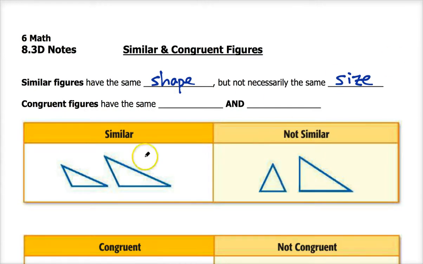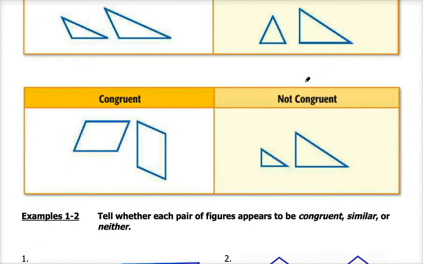Congruent figures are figures that have both the same size and the same shape. An example of two congruent figures is what you might see down here. These two parallelograms are congruent. If you were to turn this parallelogram to its side, it would be congruent to the first one. However, these two triangles down here, even though they're both right triangles, are not congruent because they're not the same size. So these two triangles would be what we call similar, but not congruent.